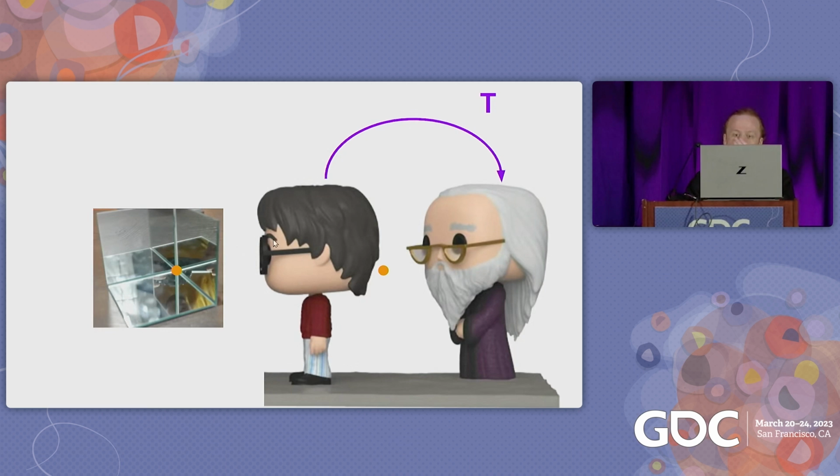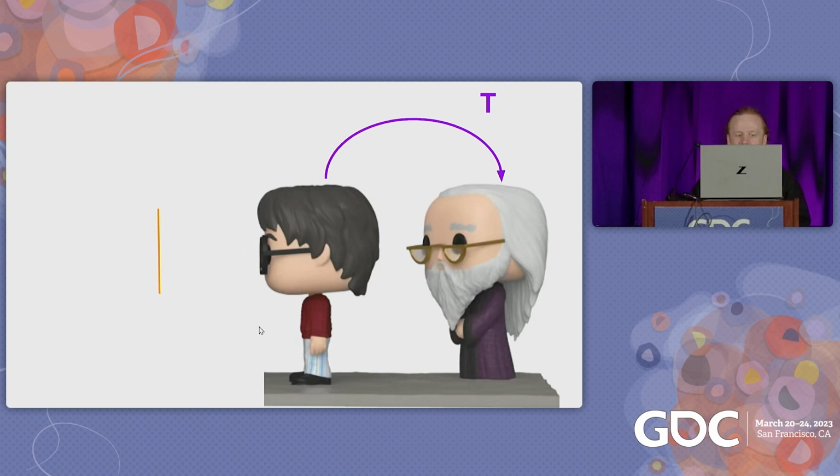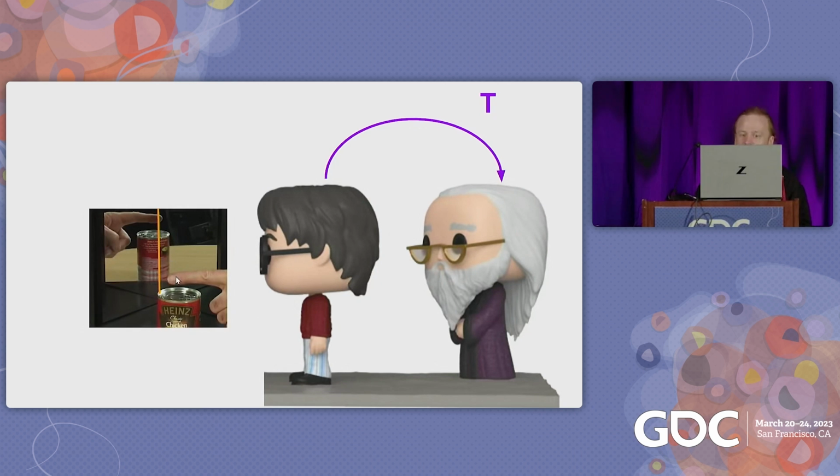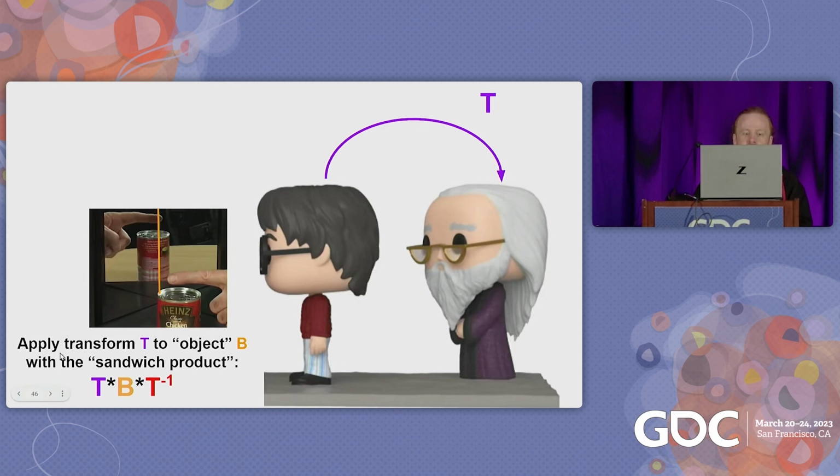So if Dumbledore wants to get this point reflection, he can apply the inverse of the Harry to Dumbledore transformation, reflect in that point reflection, and then apply T. If Harry is looking at a line, similarly, you think about it as a line reflection, and again, the argument works. So this is our formula.